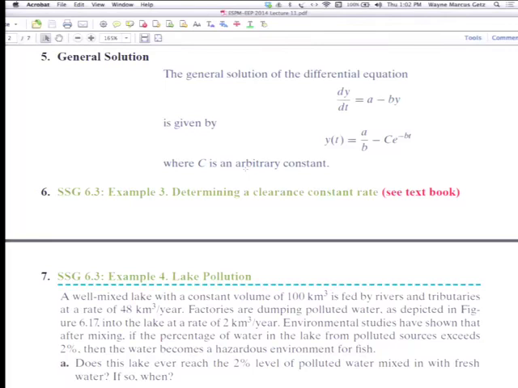If I specify an initial condition, then I can determine what C is. How can I get an equation to find out what C is? If I know that y at time 0 is this given number y0, then I can say y at time 0 equals A over B minus C. Now e to the minus 0 is 1, so that's equal to y0. So if I take C to the other side, I get C is equal to A over B minus y0. So this arbitrary constant is determined by the initial condition.